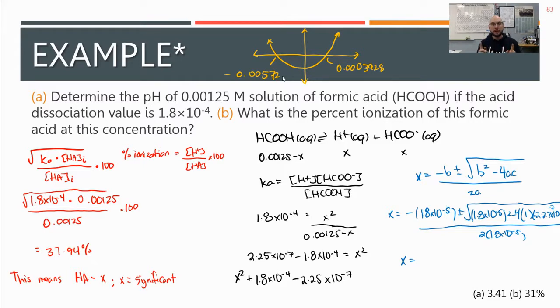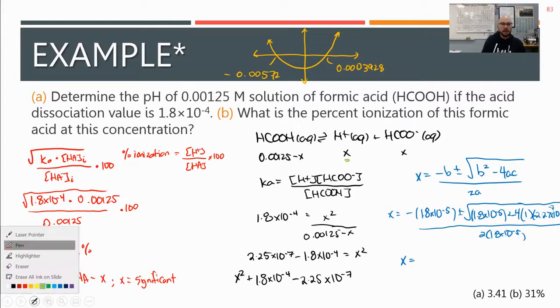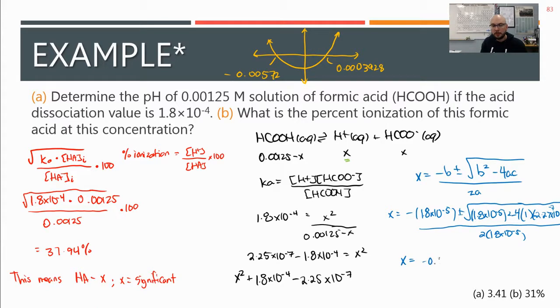And we can easily see that we're going to toss out one, because what does X represent? X represents the concentration of the H plus ion right here. So can we have a negative number? Of course not. So we get X equals either negative 0.00572 or 0.0003928. We toss the negative because we can't have a negative. So this becomes our concentration of H plus.